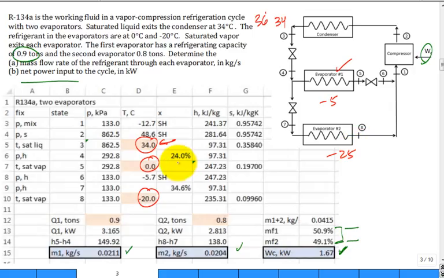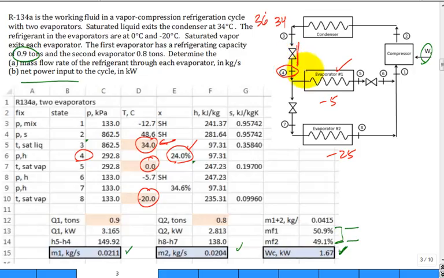You can see the quality. We talked about that quality coming after state 4, or at state 4 after the first expansion valve, about 25%. What does that mean? By mass, 25% of the refrigerant has quote-unquote flashed. It's gone into the vapor state, leaving, well, 24% more to be precise, leaving 76% liquid ready to evaporate. And that's what's going to provide that cooling.